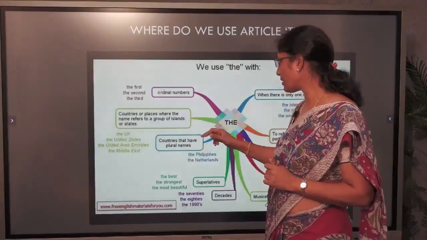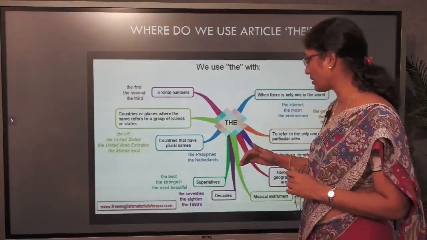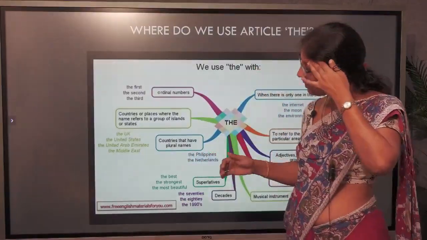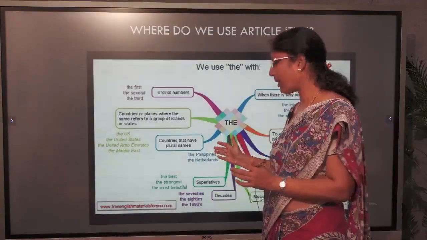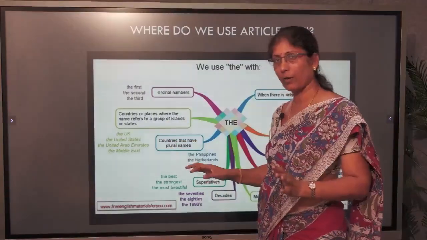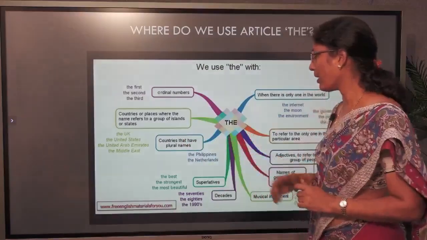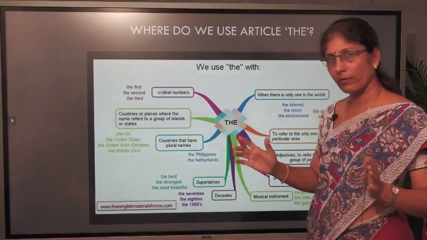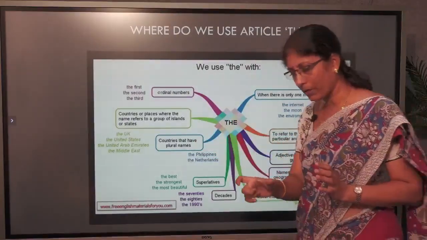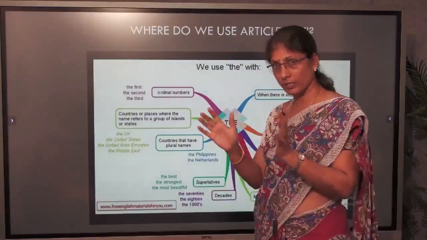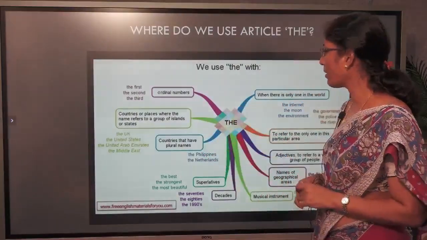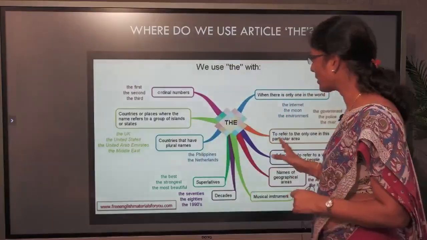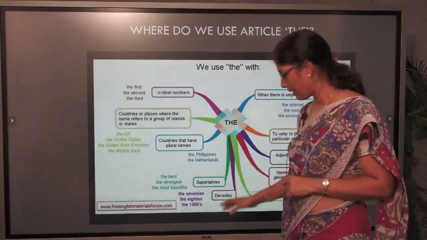Next, countries or places where the name refers to a group of islands or states. The Philippines, okay, it's a country, okay? So maybe many places are there, I mean near that one. Then the UK, United States, United Arab Emirates, the Middle East. So they refer to a group of islands, not one particular place, okay, a region, you can say region. Next, ordinal numbers, the first, the second, the third, because they are also specific, okay. So in these cases we generally use the article.